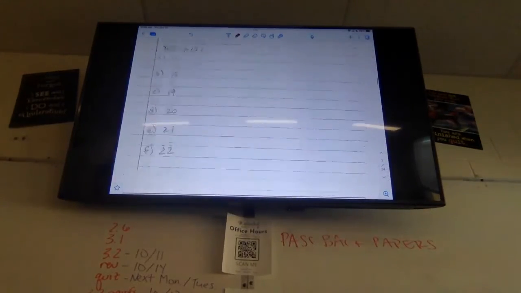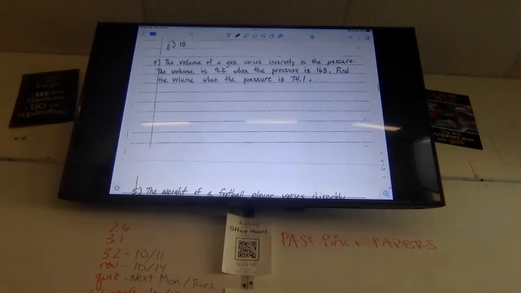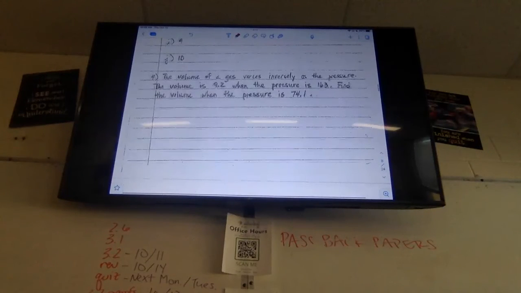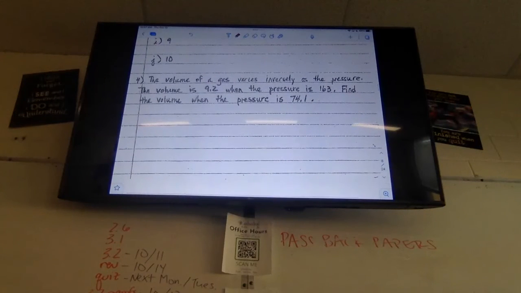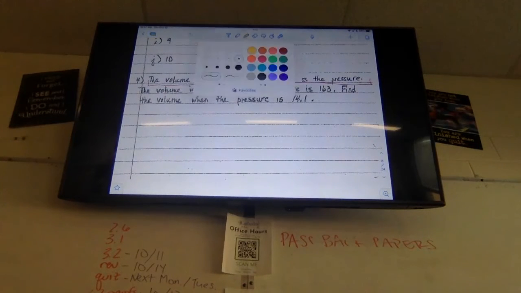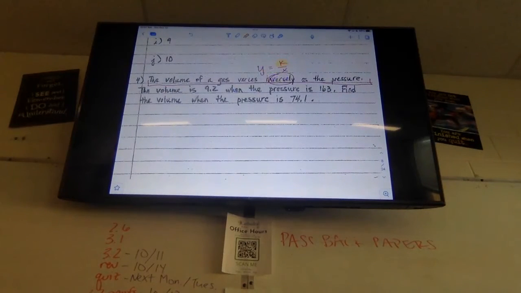I'm going to do the last 2 things, which are word problems. So number 4 and 5 are word problems, and they're using the directly or the inversely related ideas. The volume of a gas varies inversely as the pressure. Okay, we're going to stop and make an equation. My normal equation for varies inversely is y equals k over x. In this problem, we don't have a k, so I'm going to have to find k.